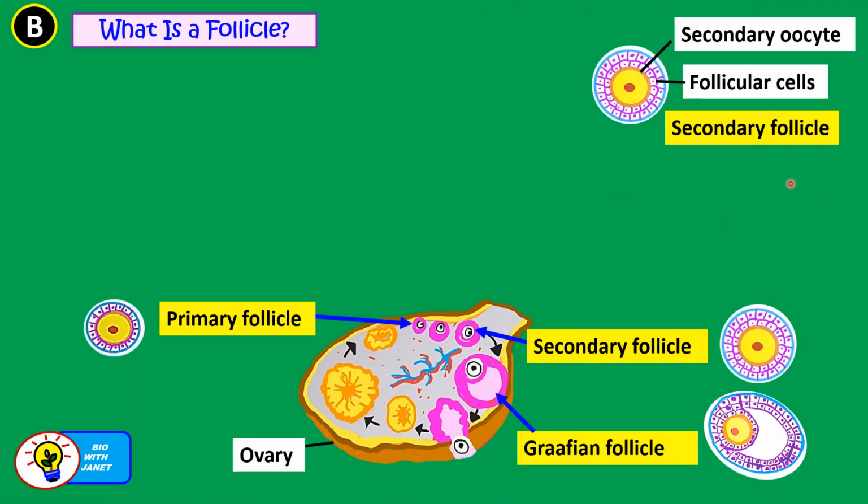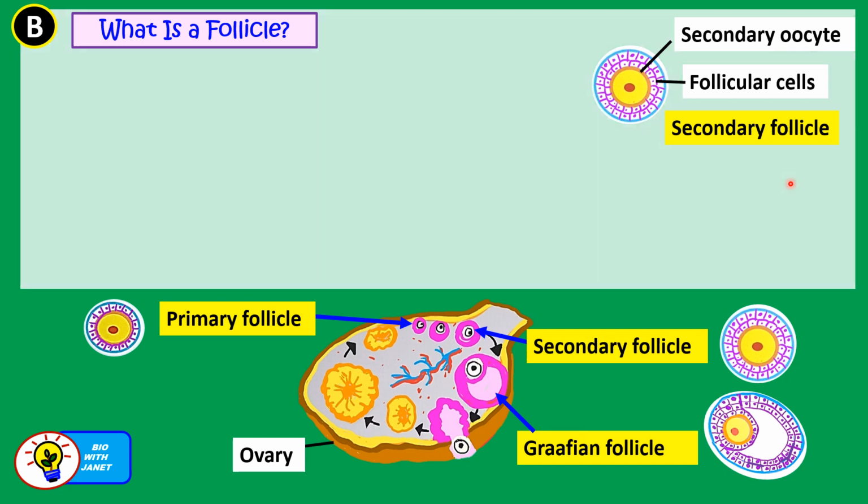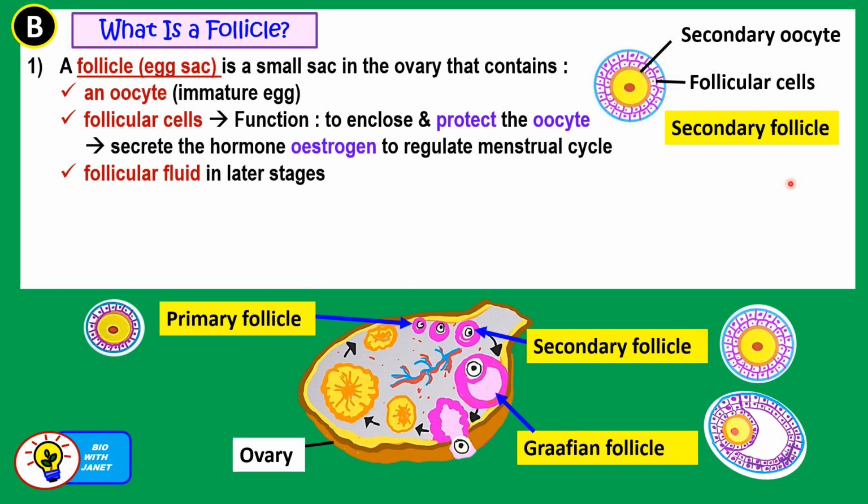We have already finished discussing the process of oogenesis. Now let's find out, what is a follicle? So a follicle is actually an egg sac or an egg bag. It is a small bag in the ovary that contains the egg. Okay, so there are 3 things in it. The egg, which is immature, is called an oocyte. Now it can be a primary oocyte or a secondary oocyte, right?